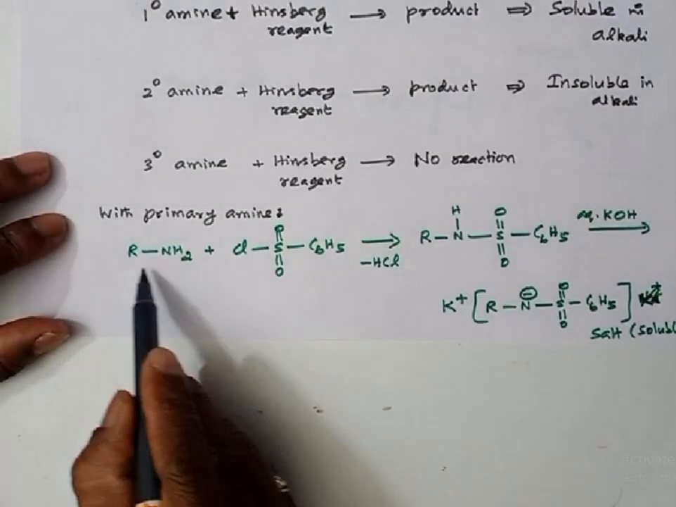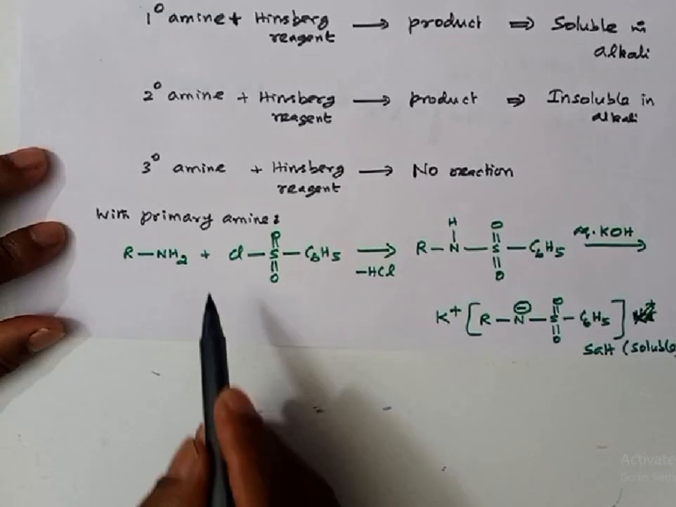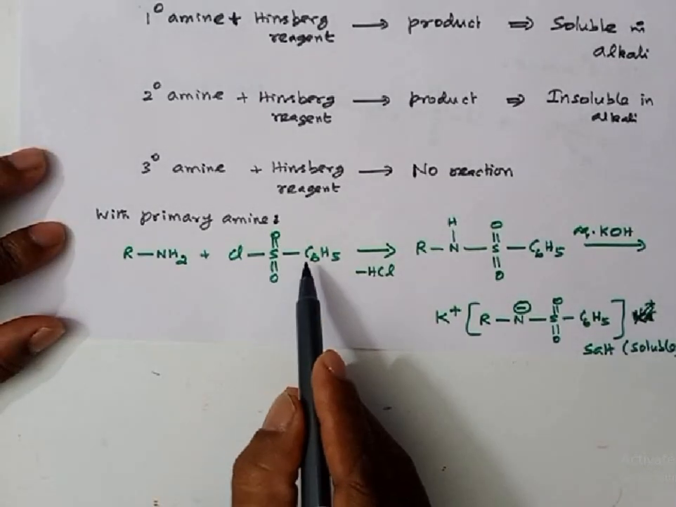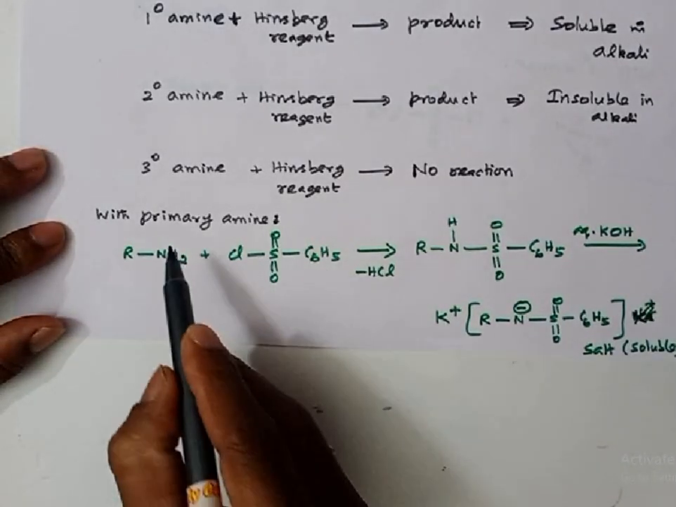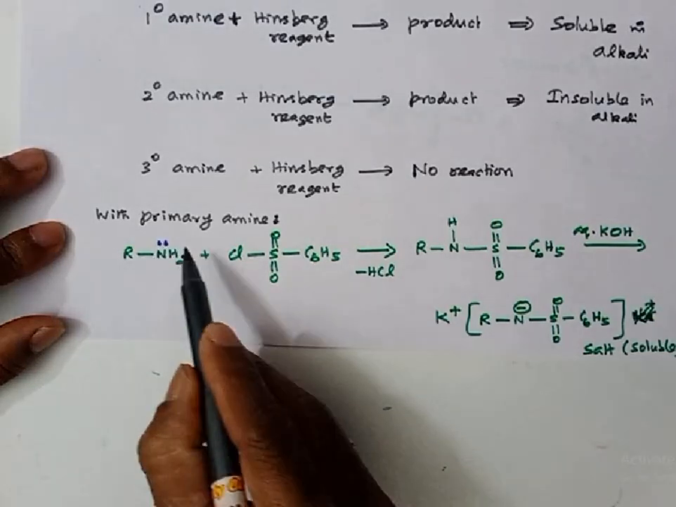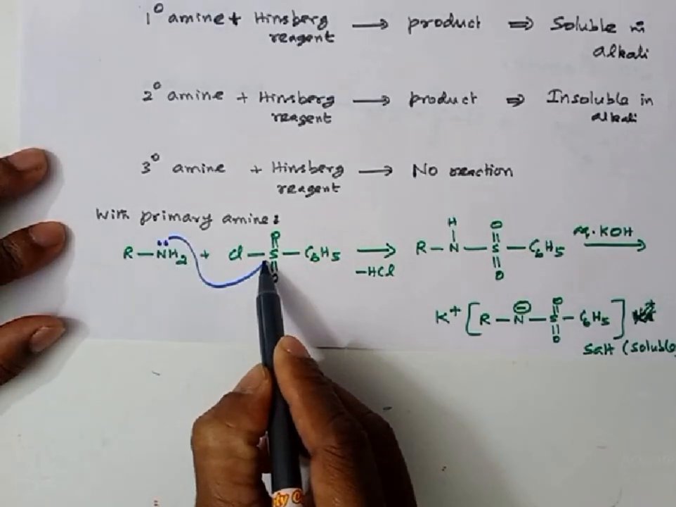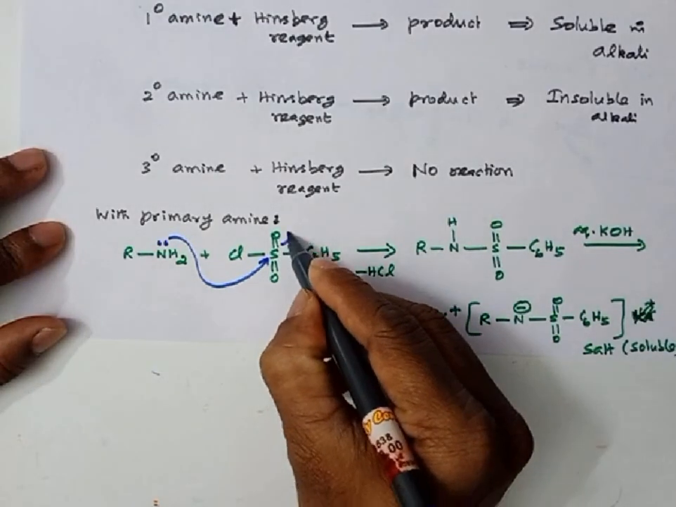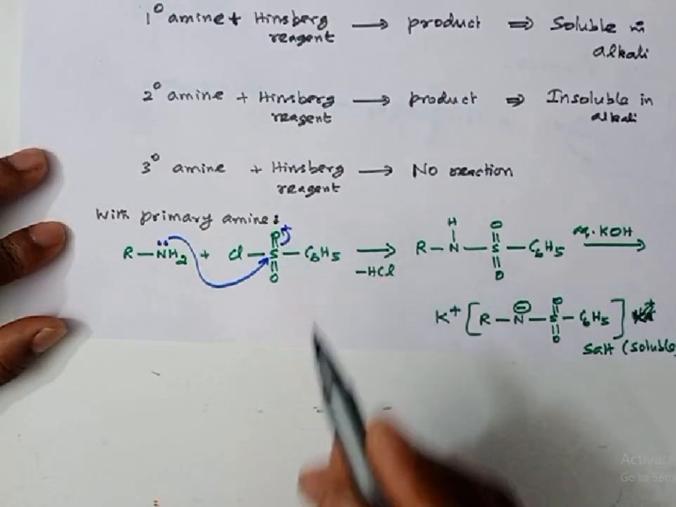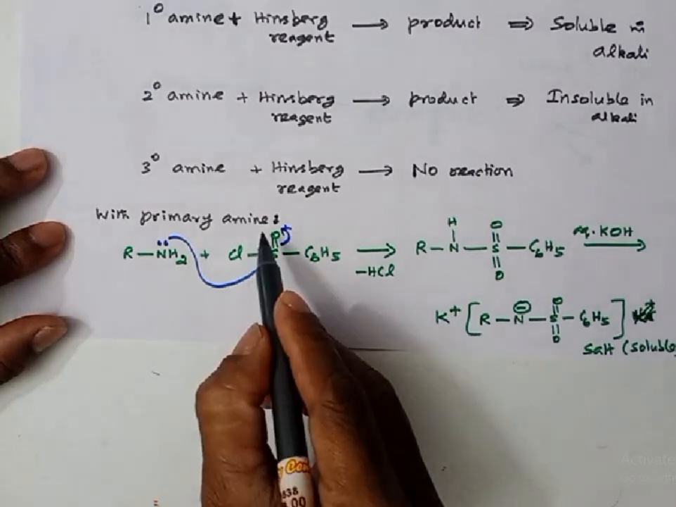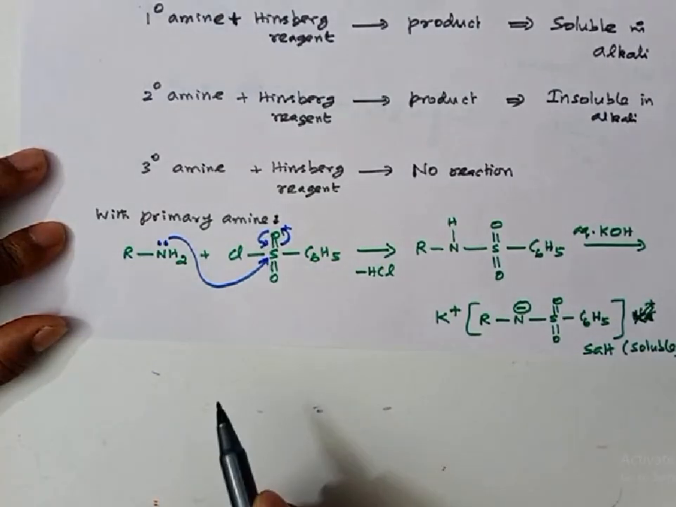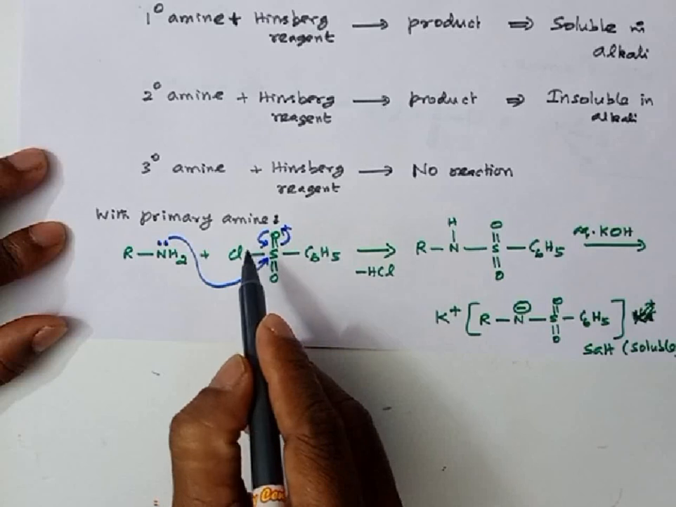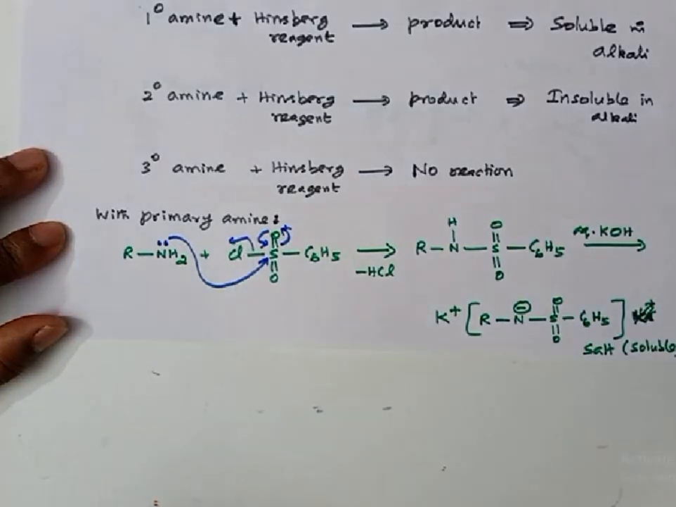Now, let me start with the primary amine first. Here I took a primary amine, RNH2. To this, if I add benzene sulfonyl chloride, listen student, nitrogen has a lone pair. Using that lone pair, it attacks the sulfur. Therefore, what will happen? The pi bond shifts to oxygen. It will become O minus. That O minus once again comes back and forms a pi bond, so that this chlorine will come out.